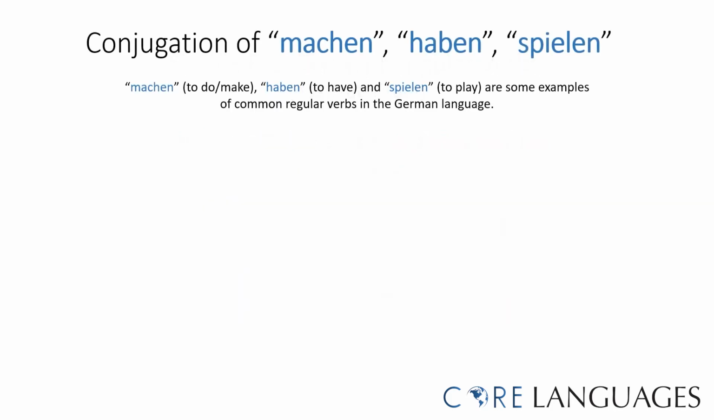The verbs machen, to make or to do, haben, to have, and spielen, to play, are some examples of common regular verbs in the German language. Regular verbs means that there are no vowel changes or spelling changes in the preterite or simple past conjugation, and the verb stem stays the same for the most part.